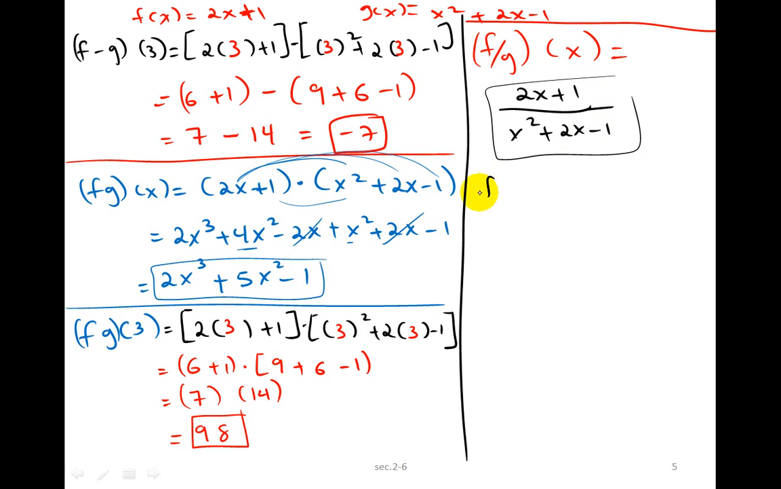What if you have f over g of what? Of 3 instead of x.